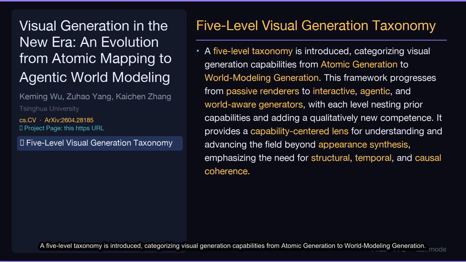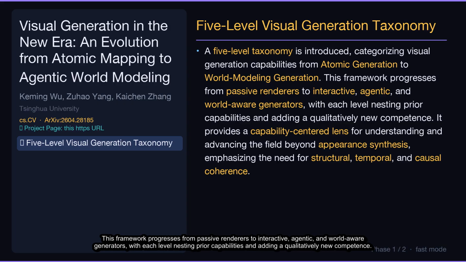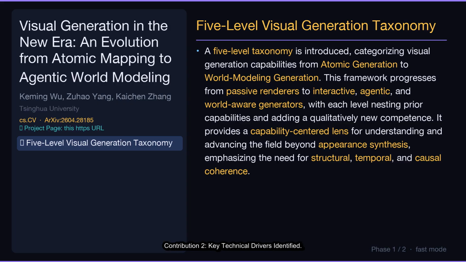A 5-level taxonomy is introduced, categorizing visual generation capabilities from atomic generation to world modeling generation. This framework progresses from passive renderers to interactive, agentic, and world-aware generators, with each level nesting prior capabilities and adding a qualitatively new competence. It provides a capability-centered lens for understanding and advancing the field beyond appearance synthesis, emphasizing the need for structural, temporal, and causal coherence.